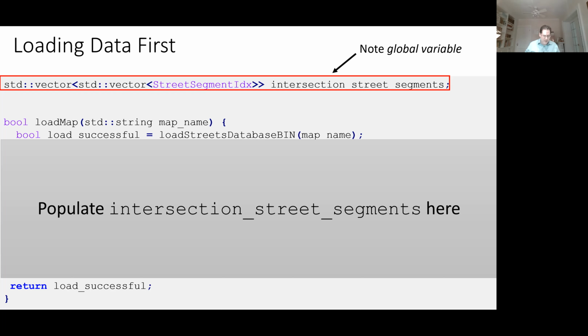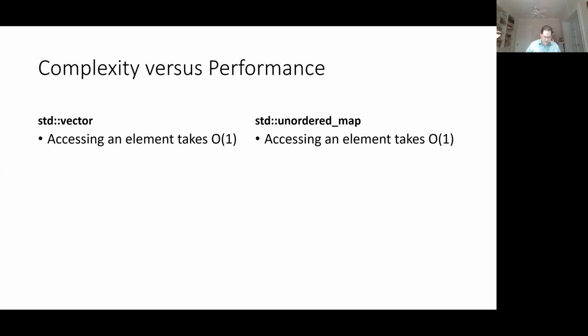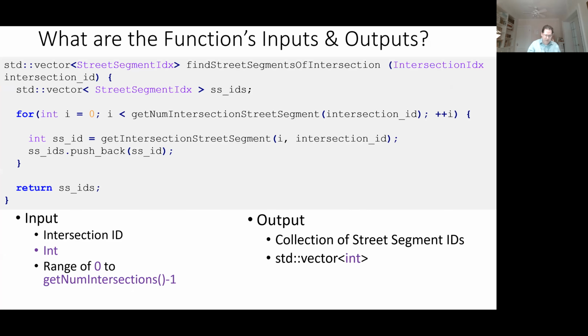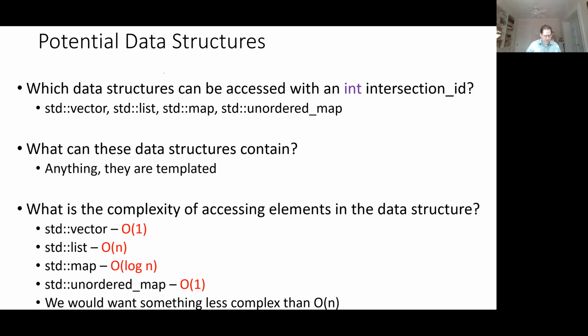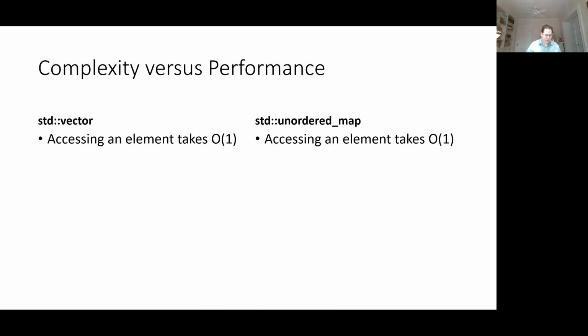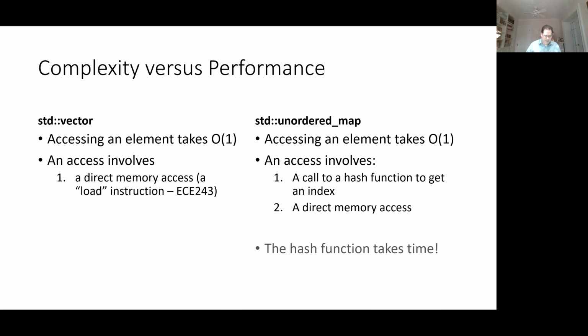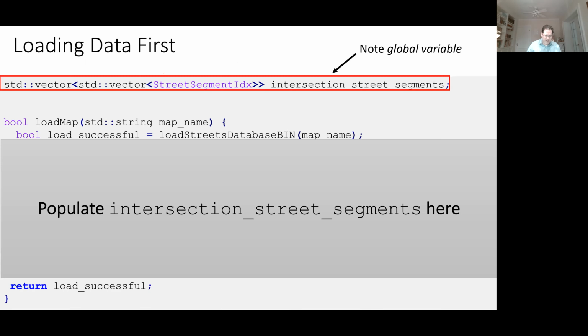M1 functions, which was, let's see if we go back a couple of slides. It was this one, find street segments of intersection. So passed in an intersection ID, you had to return a vector of all the street segments. And we made that work, but it wasn't fast enough. So we talked about what could we do to make it faster, and basically we could preload data in load map. And that's where we are here.